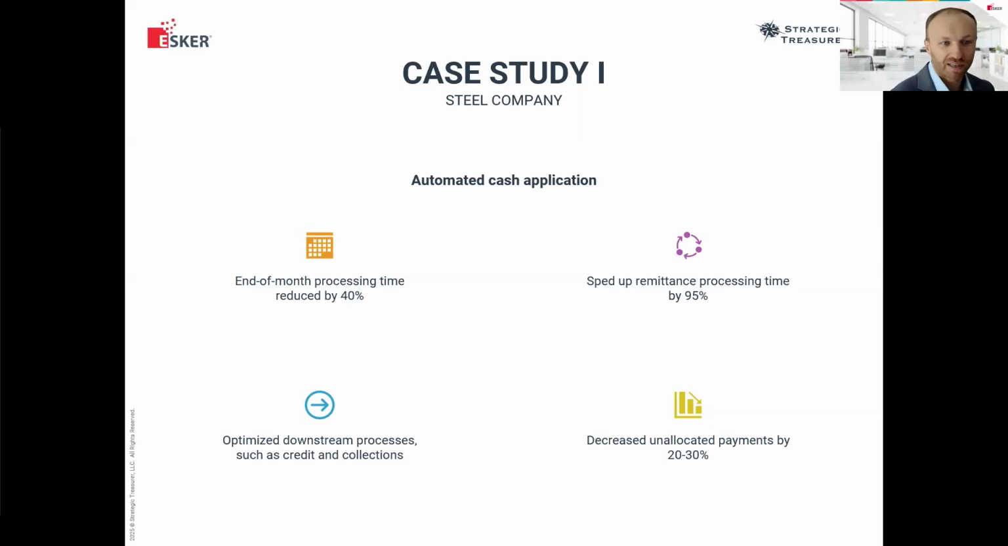So by implementing an automated solution, this steel company was able to reduce that processing time at the end of the month by 40%. If you say you have 20 people staying overtime at the end of the month, then maybe only half of that needs to stay, and maybe you can cycle through that and have a better work-life balance for a lot of the organization. So work-life balance is a big part of this project, and that end-of-month processing time really contributes to that.